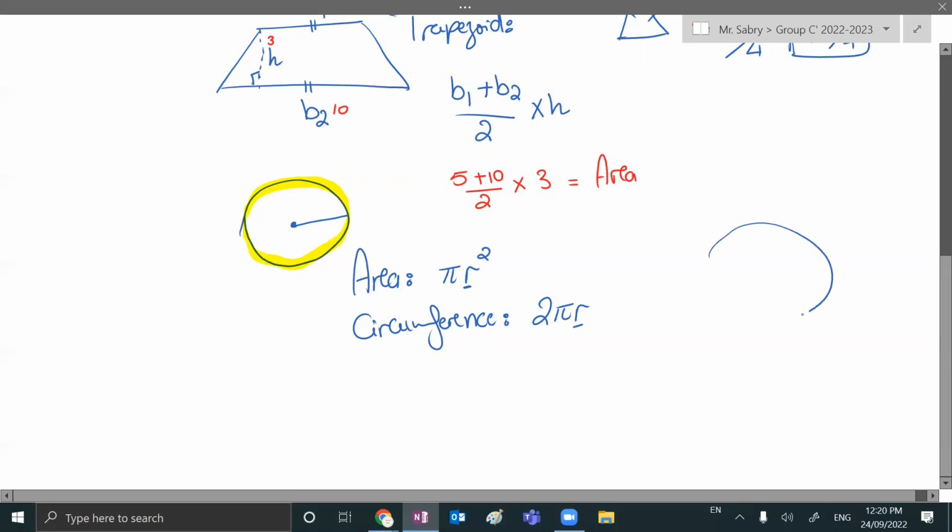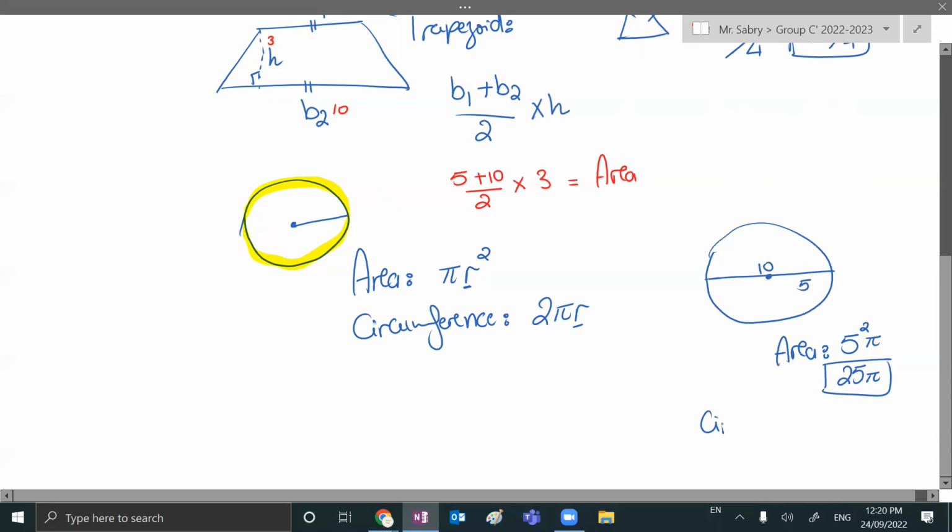Let's say you have a circle like this one and you're told that the whole diameter of this circle is 10, and you're asked to find the area. The radius is 5. The radius is half the diameter. Radius is 5, yes. So the area is 5 squared pi, which means it's 25 pi. This is the area of the circle.